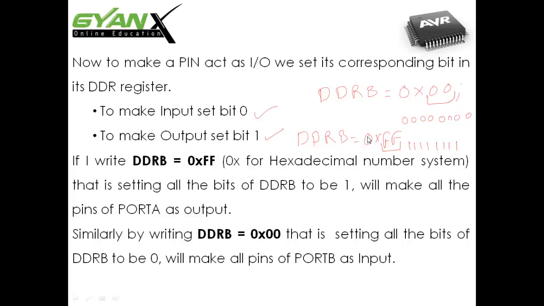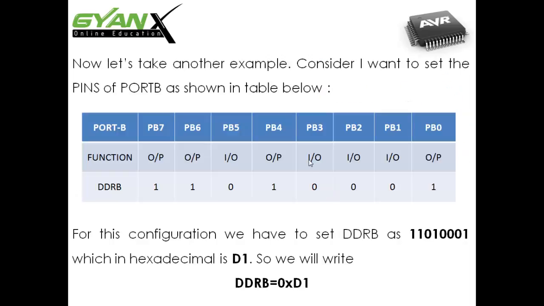So in this way we can assign the data direction of the pins of port B. If I write DDRB is equal to 0xFF, where 0x is for the hexadecimal number system, that is setting all the bits of DDR to be 1, as I have shown you. In the same way, DDRB equal to 0x00 is setting all pins of port B as inputs. So let's take another example.